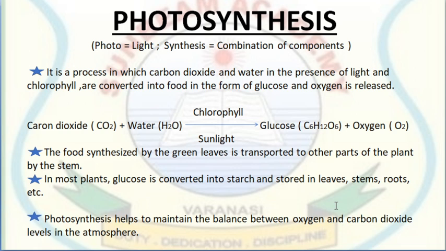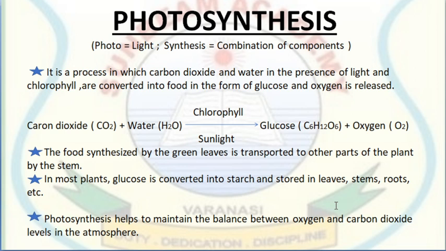Thus, photosynthesis combines the non-living components of the environment, that is water and carbon dioxide, in the presence of sunlight to form food. The food synthesized by the green leaves is transported to other parts of the plant by the stem. In most plants, this glucose is converted into starch and stored in leaves, stems, roots, etc.